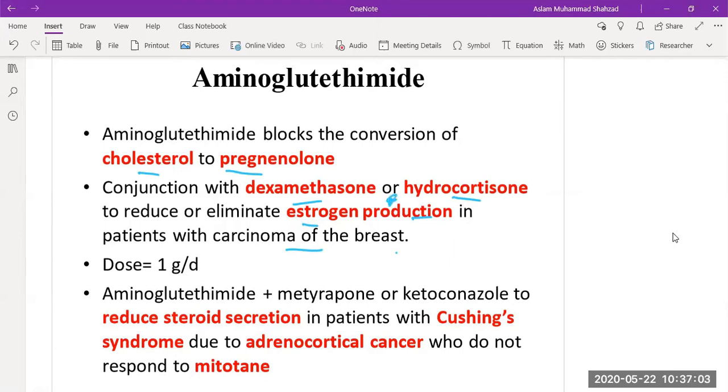If you studied pathology or are familiar with carcinoma of the breast, we will discuss it in detail in chemotherapy. These drugs are trying to reduce estrogen production. And what is the function of estrogen? Estrogen is responsible for causing breast cancer. So if there is an increase in estrogen production, there will be more risk for breast cancer, and these drugs reduce estrogen production to reduce the risk of breast cancer. The recommended dose is 1 gram per day.